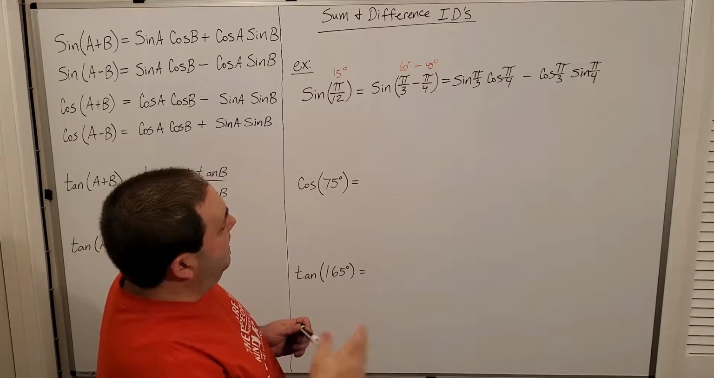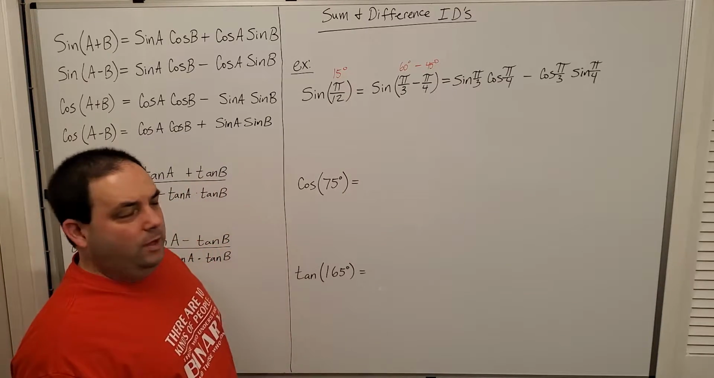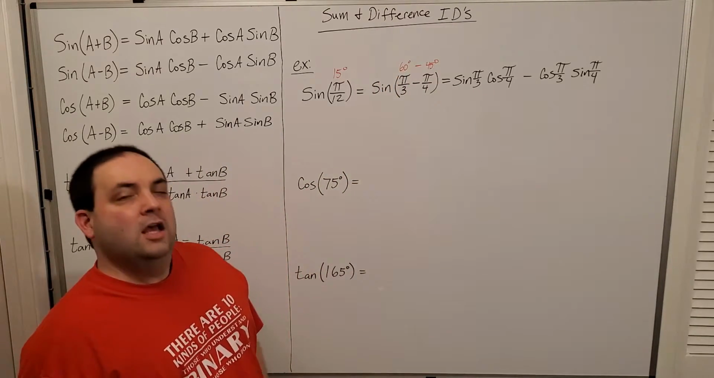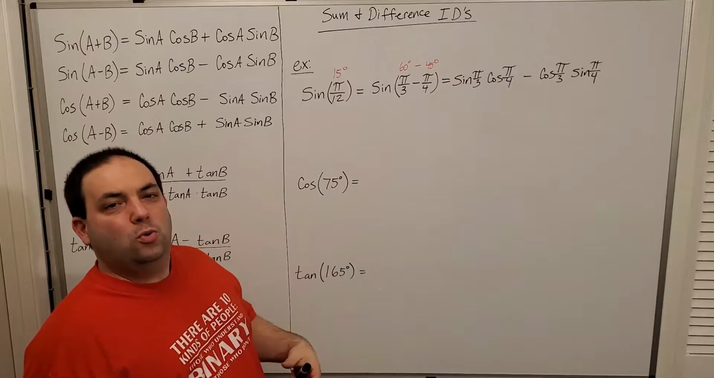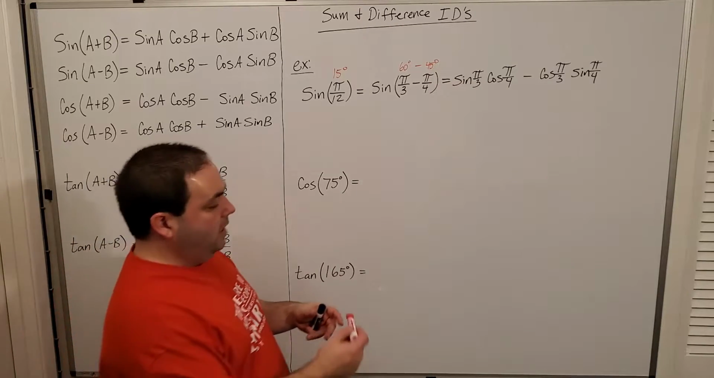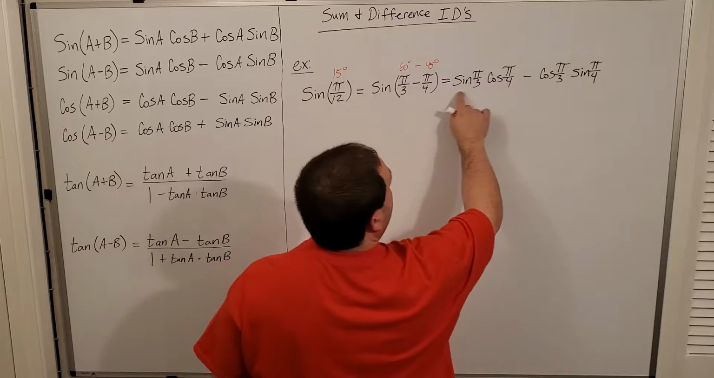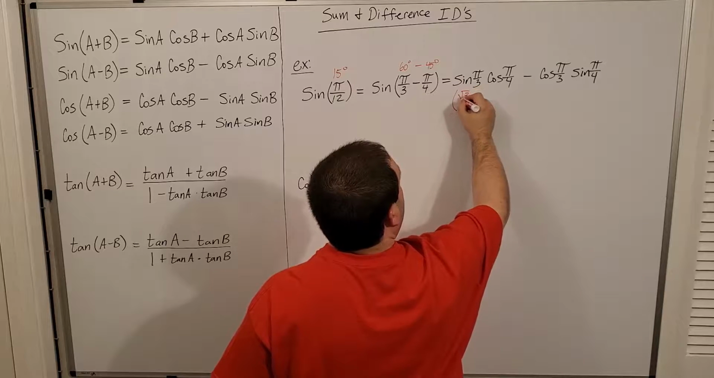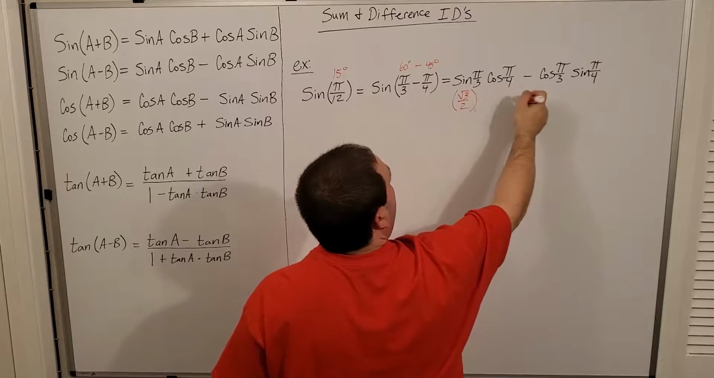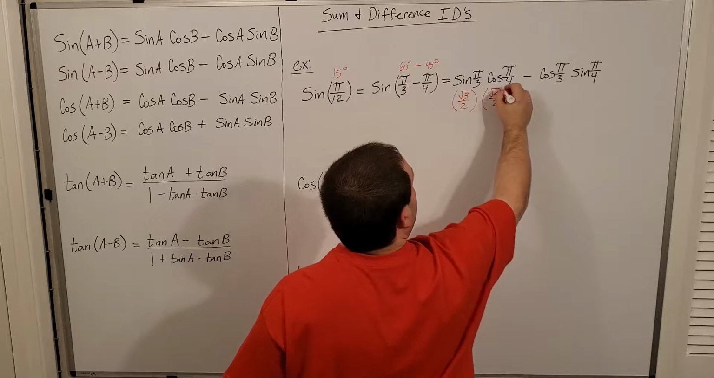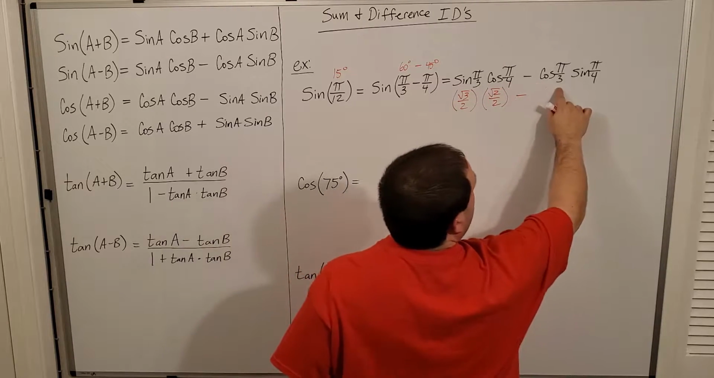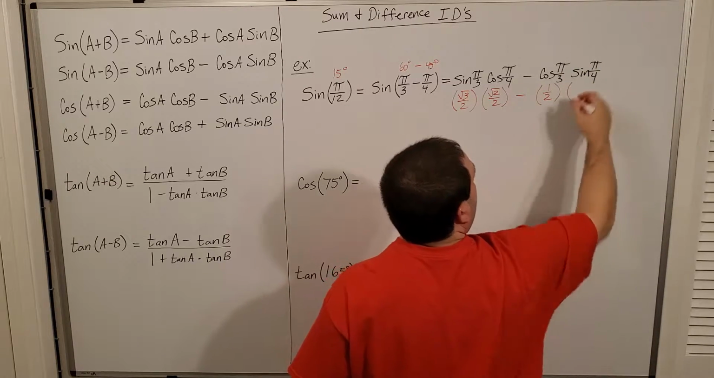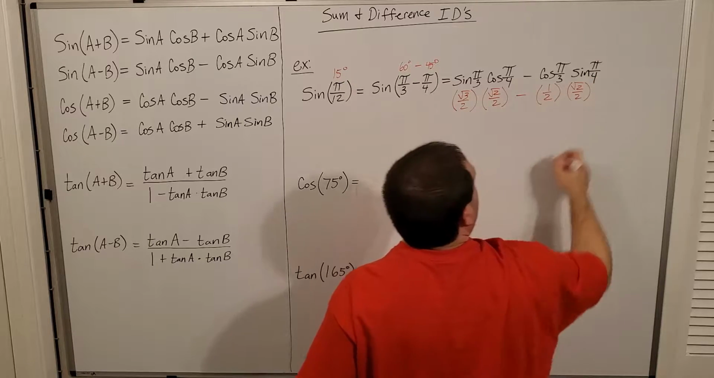All right, and then from here, those are the ones that we do have memorized. I specifically picked the 60 and the 45 because those are two of the angles that we do know the closed form of, right? I have the sine of pi over 3, the sine of 60 degrees. That's your square root of 3 over 2. Cosine of pi over 4, that's square root of 2 over 2. Minus cosine of pi over 3, that's 1/2. And sine of pi over 4, that's square root of 2 over 2.